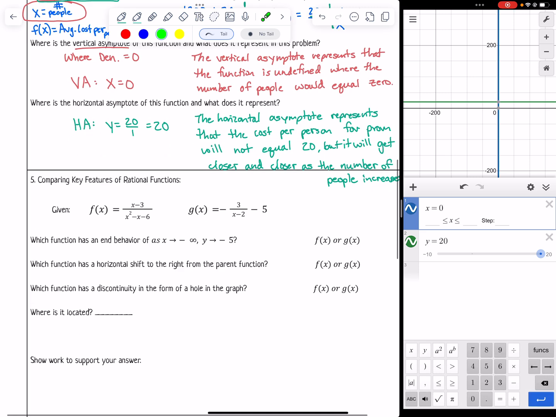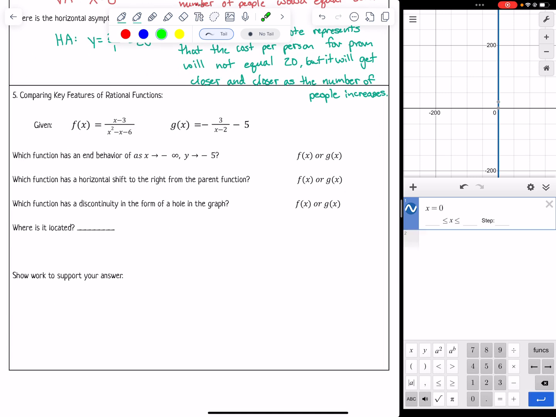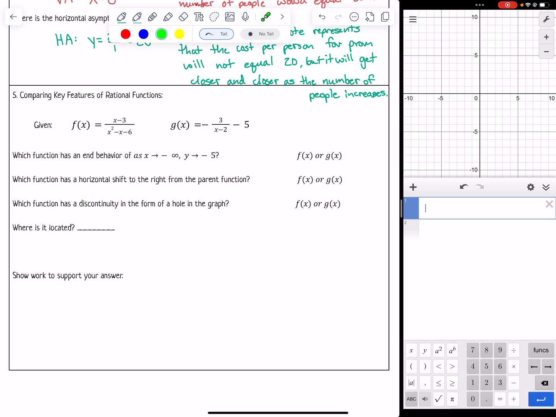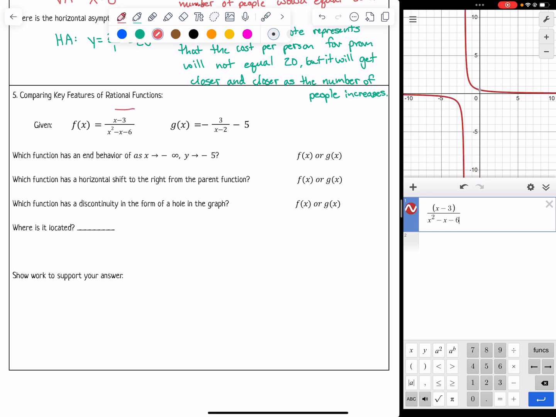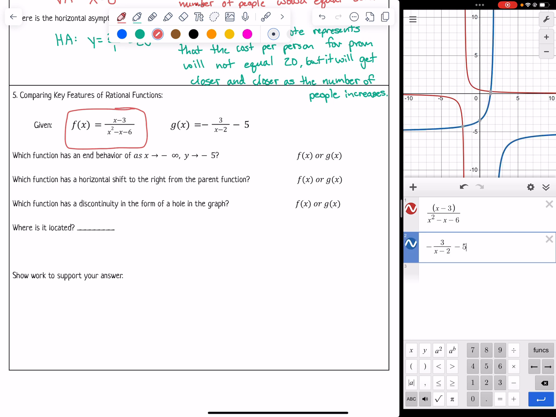We need to compare some key features of the graphs of these two functions we were given. So let's clear everything out, reset our window, and I'm going to type just the function. You don't have to type f of x or g of x, but you do want to keep track of which one's which. So I like to try to keep track of which one shows up with which color on my screen. So this one is in red on my screen. And then the next one, let's see what color pops up. So the first one's red and the second one was blue.